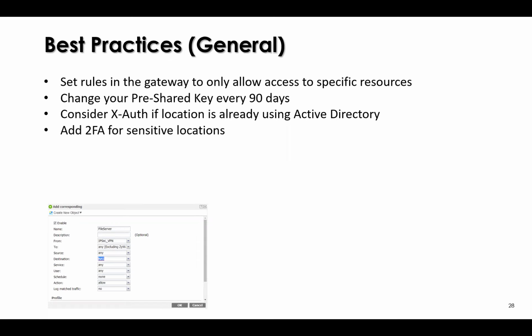And finally, add two-factor authentication for sensitive locations. We do offer two-factor authentication as an option. What this does is you can do SMTP to text. You can set that up so that when someone connects to the tunnel, they have to enter in a two-factor authentication in order to get authenticated.